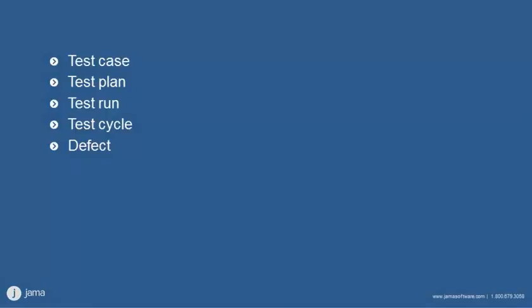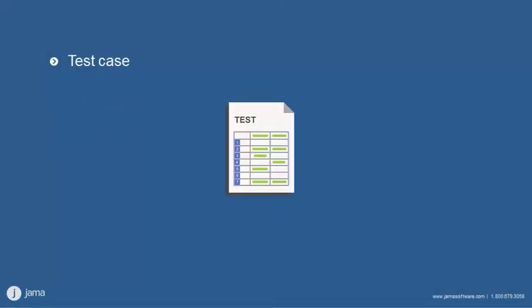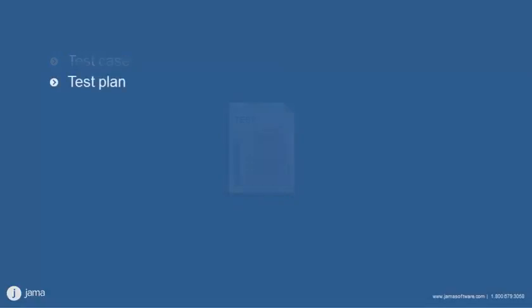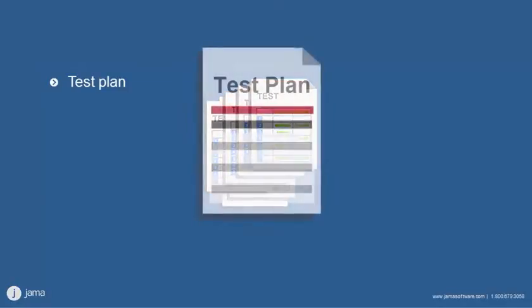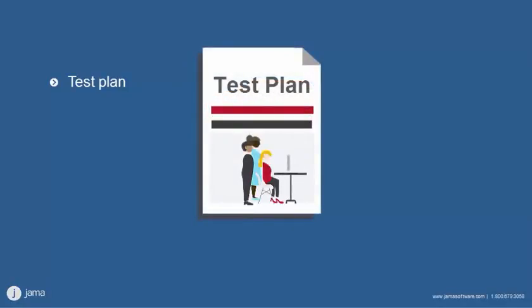First, let's make sure we're speaking the same language. These are common terms, but they might mean something different in your organization. In Jama, we call the set of steps you take to see if something works a test case. They are then grouped into a test plan, along with information like the list of testers and the testing environment.